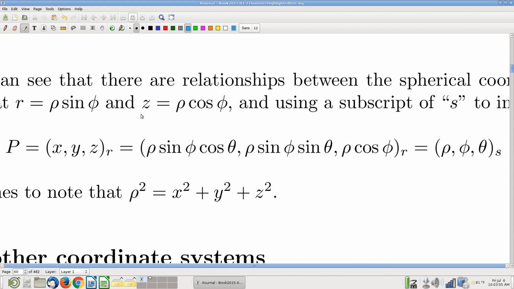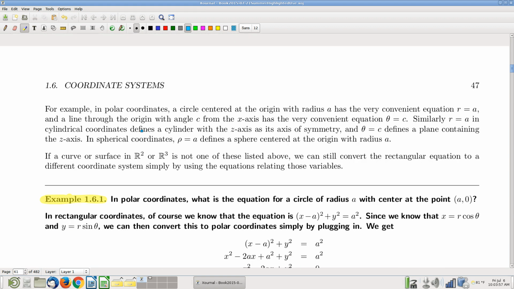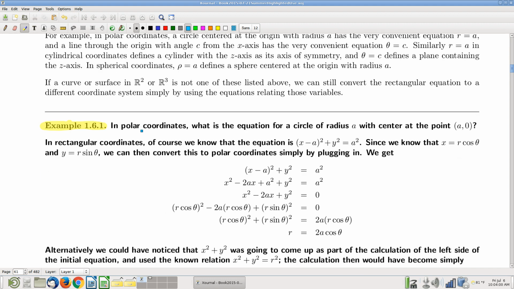Okay. Right, so suppose you want to convert an equation from one coordinate system to another. So, for example, here's an equation in rectangular coordinates that represents a circle of radius a, centered at the point a comma 0, and that's algebra 2. So I hope you all remember from high school algebra that equation for that circle in the plane. So this circle, how would I describe this circle? What is the equation for this circle in polar coordinates instead of rectangular coordinates?